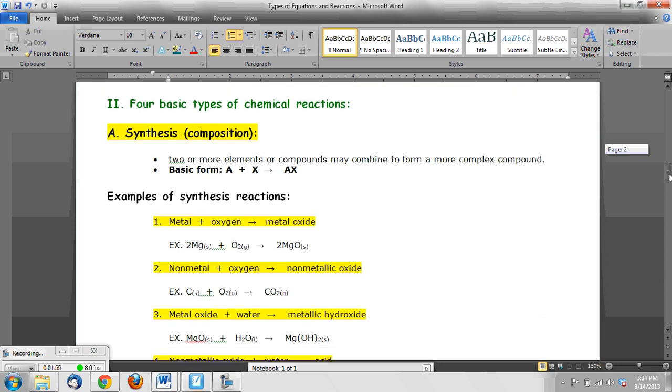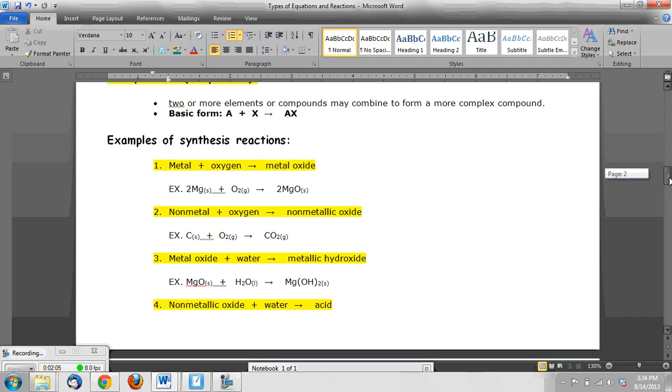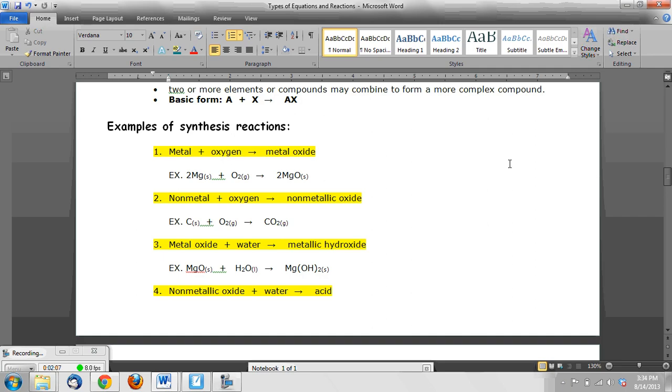Alright, so I'd like to go over some of the basic types of chemical reactions. Your first one here is synthesis. It just means to put two things together, or sometimes more than two things together. It depends on how complex we're getting here. Some of the examples that I need you to know are metal and oxygen make a metal oxide.